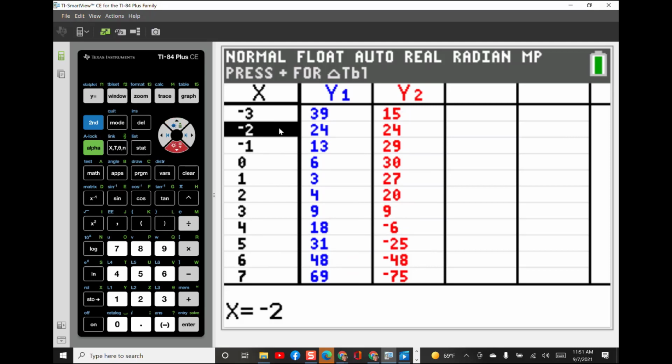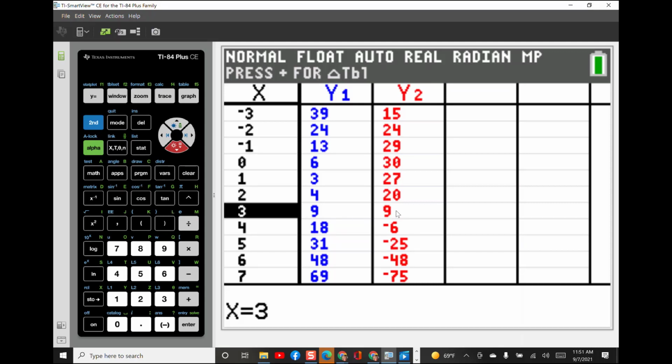Well, look at here. We have negative 2, 24, 24. That works perfectly on the table. So that estimate was good. You can tell because this is f of x, this is g of x, and you know this is the intersection because they both share the same coordinate. Then we go down to what we estimated as 3 and 9. That works perfectly.